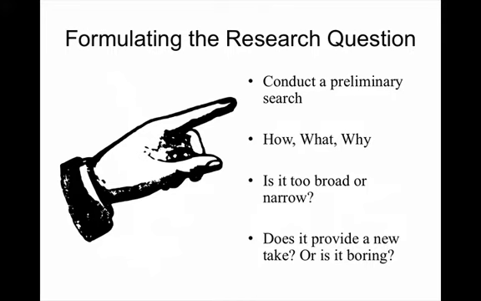Next, you want to formulate a research question. What is it about the ideological leaning of appointees that you want to learn more about? You can conduct a preliminary search. So, plug in those topic terms and see what you find. You can ask yourself questions like how, what, and why. When you start to formulate a question, you want to ask yourself, is it too broad or too narrow? Does it provide a new take, or is it boring?